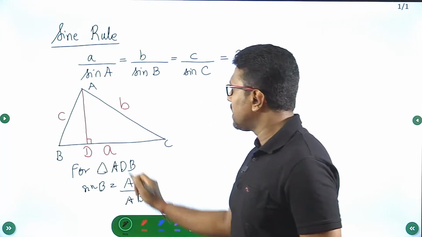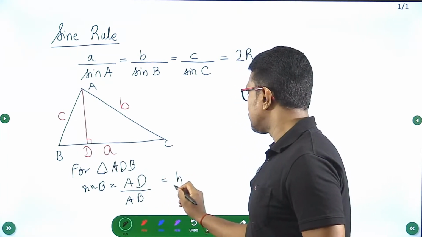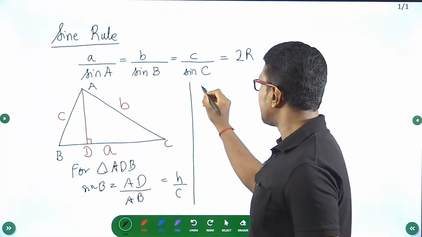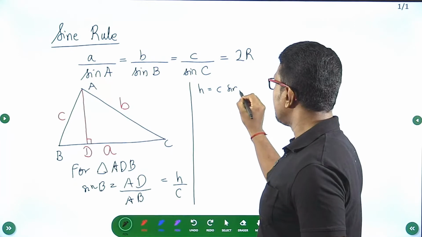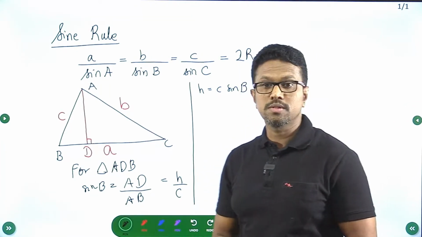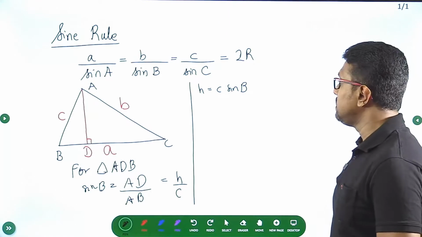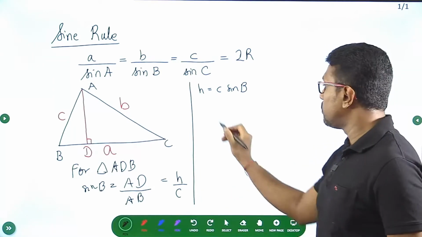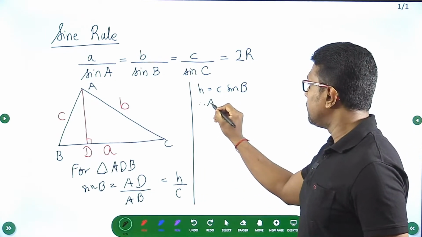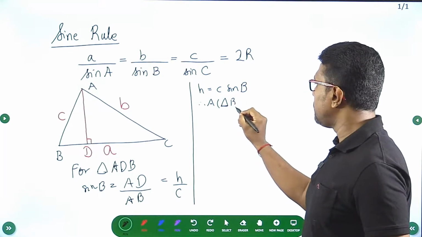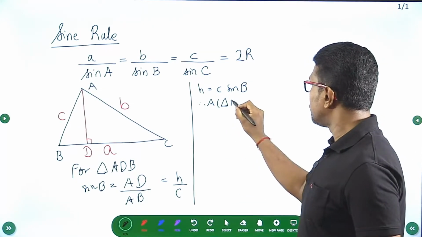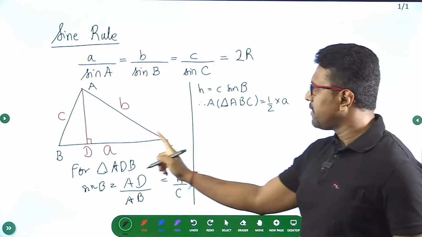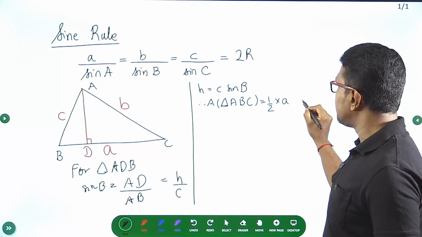Correct? What is the value of AB? That is c. So this is H, the height, upon c. So what is the value of AD? We will get the value of the height: this is c sine B. So this is what we are getting, the height of the triangle. H is equal to c sine B. Now height is known to us, base is known to us, so we can find the area of the triangle. Therefore, area of triangle ABC will be equal to half into base into height. Height is c sine B.